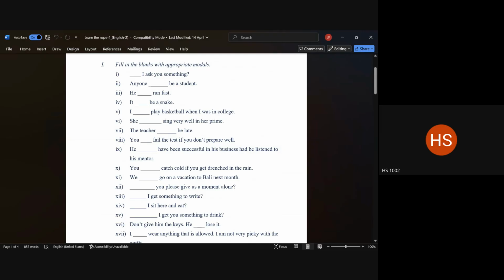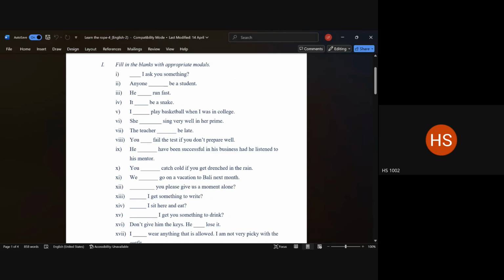Then fourth one, it dash be a snake. May. It may be a snake. Okay, may is right. It might be a snake. Yes, you can say. So what is the difference between this thing? If you say it may be a snake, it might be a snake, what is exactly the difference? There's some degree variation there, yes.